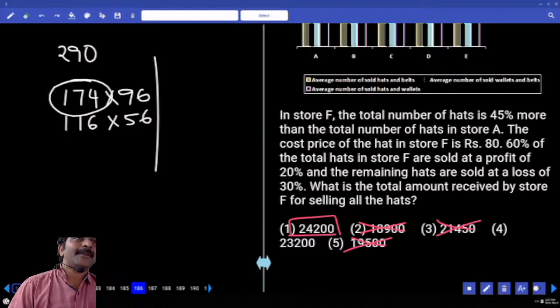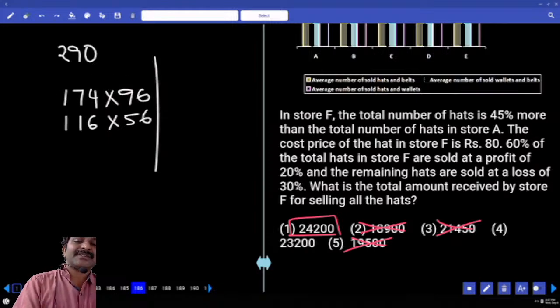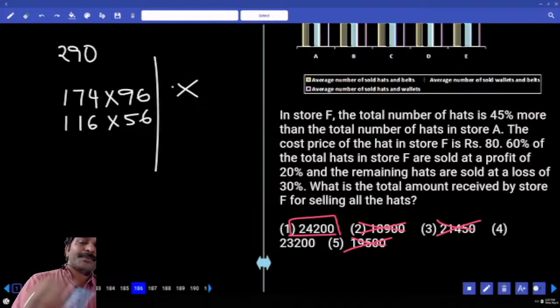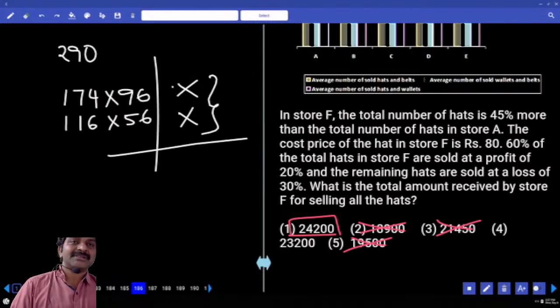Is it 11 multiple? Is 96 11 multiple? So product of first number, can that be 11 multiple? No. Is it 11 multiple? So product, is that 11 multiple? Sum of both the numbers, can it be 11 multiple? Yes. It can be 11 multiple.